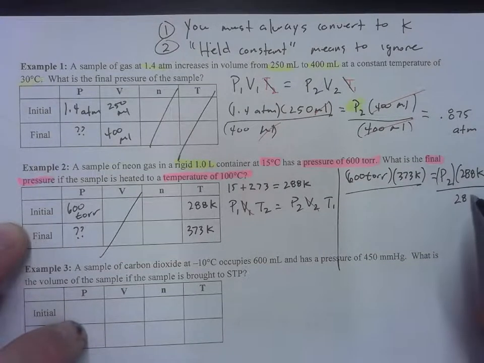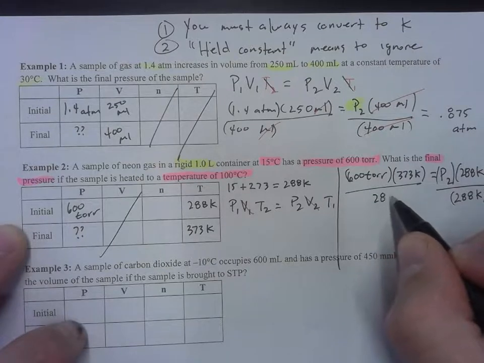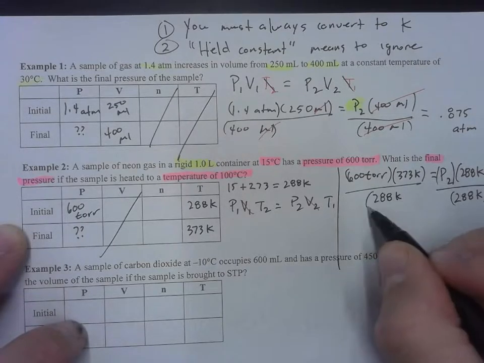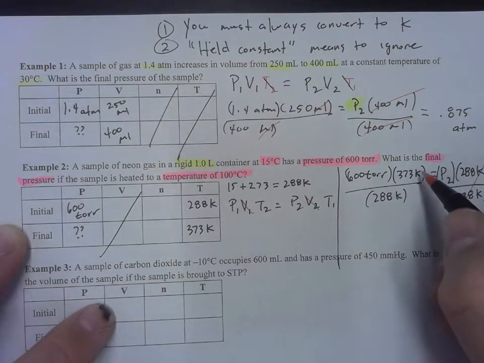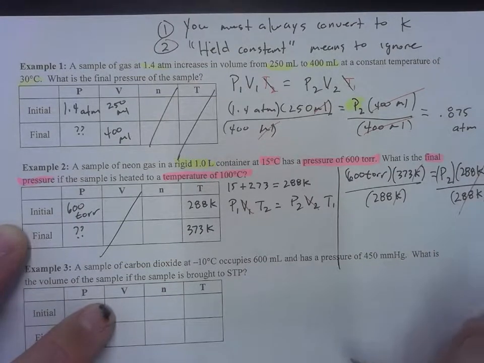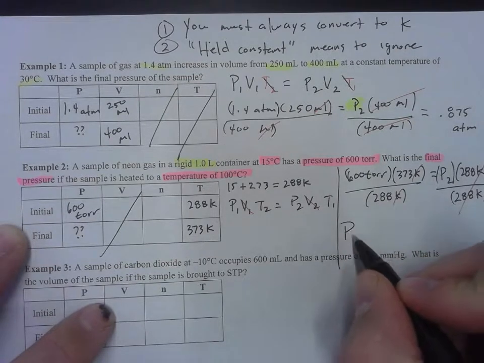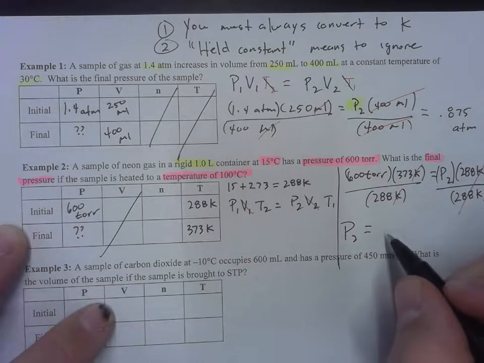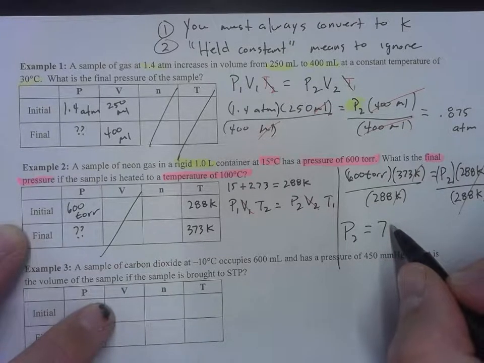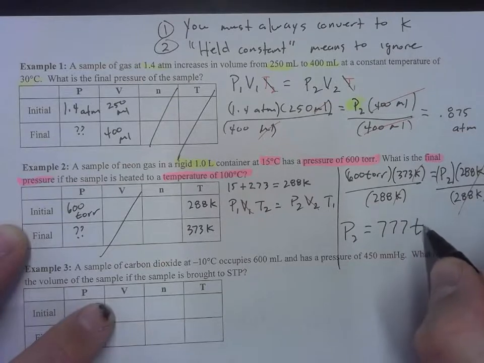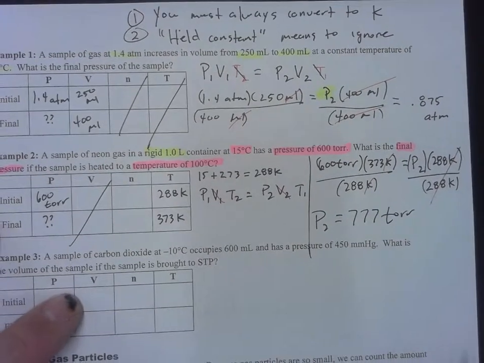To solve for P2, I divide both sides by 288 K. Notice the K's cancel. Well, that whole thing cancels, and then the K's cancel. And when I do my math, I get P2 equals, my units are torr, 777 torr. Okay.